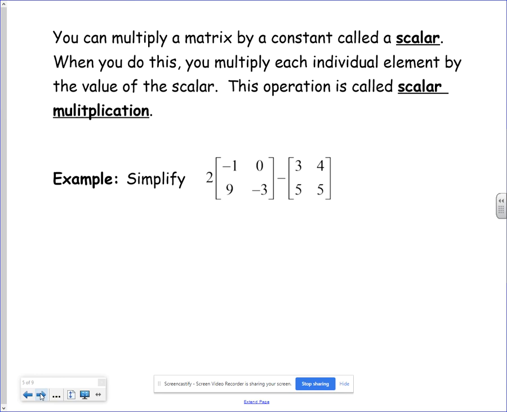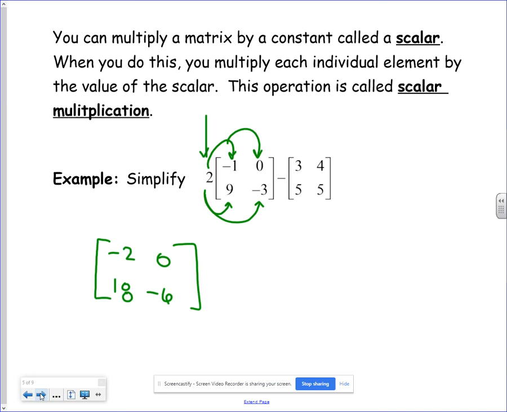So I'm going to do this last example. You see this little 2 outside my matrix? That's a scalar. So when you see a number in front of your matrix, it's like the distributive property. Basically, you're going to take that 2 and multiply it by all the elements in this matrix only, because the 2 is only in front of that matrix. So when we do that, we get negative 2, 0, 18, negative 6.